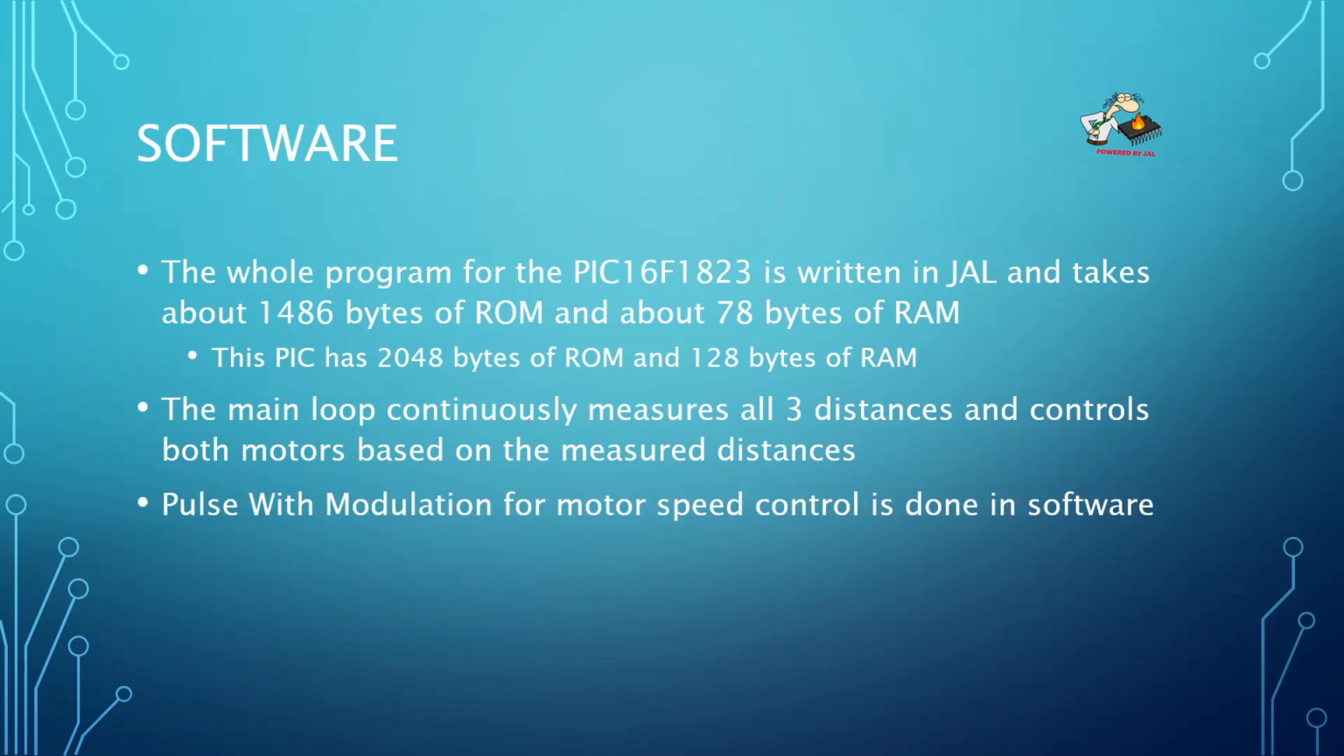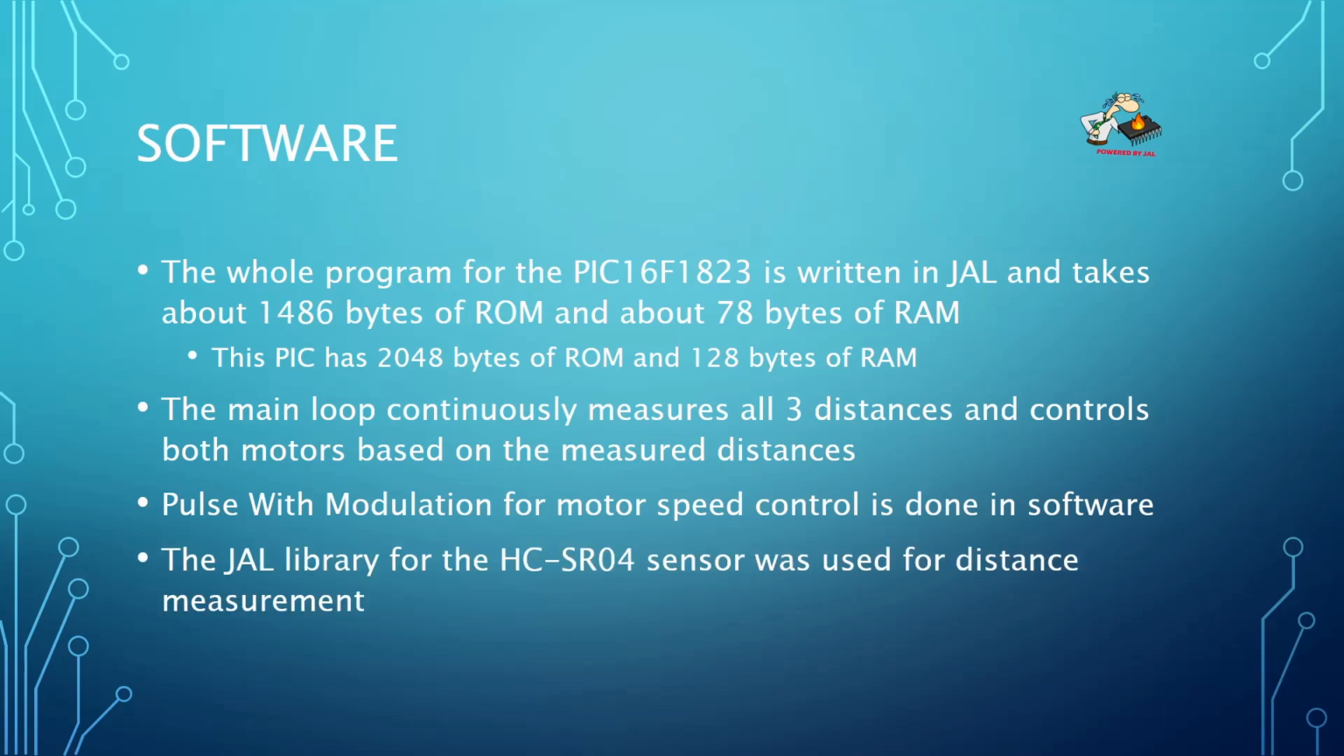I'm using pulse width modulation for controlling the speed, and it's done in software. The PIC also has pulse width modulation hardware on board, but it only has it for one motor, and I of course have to control 2 motors, so that's why it's done in software. And as I mentioned before, the YAL library is used for measuring the distance, and by multiplexing I can use more sensors at the same time.